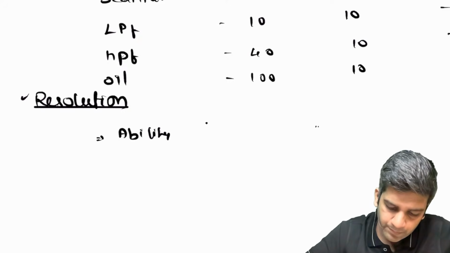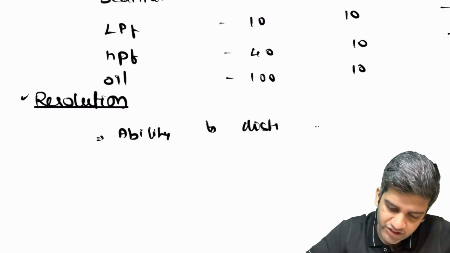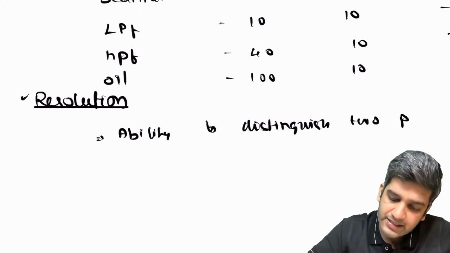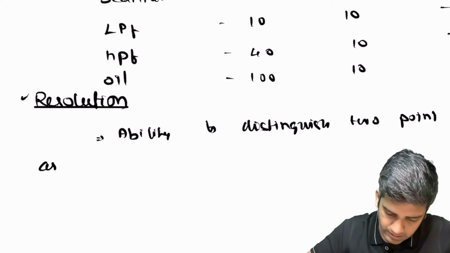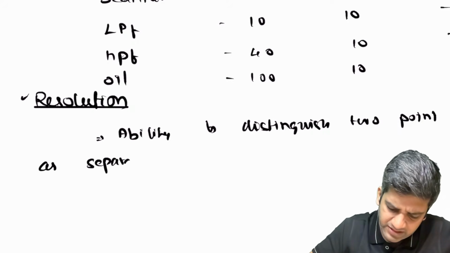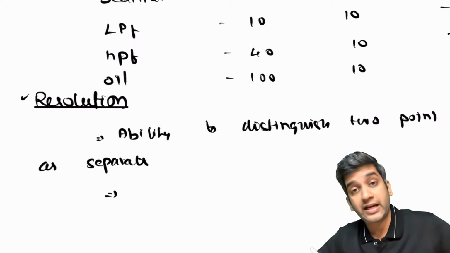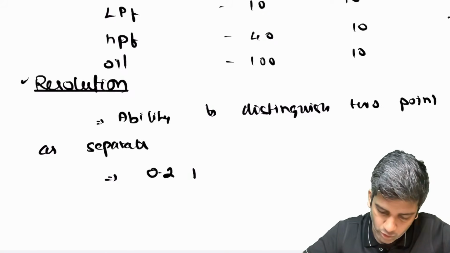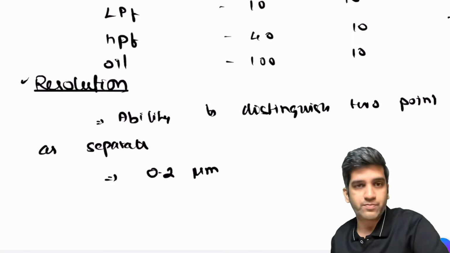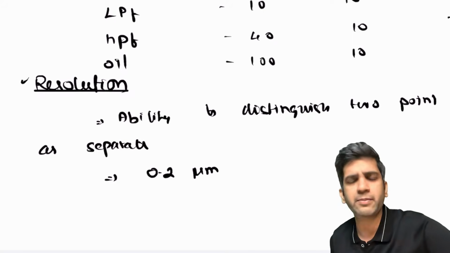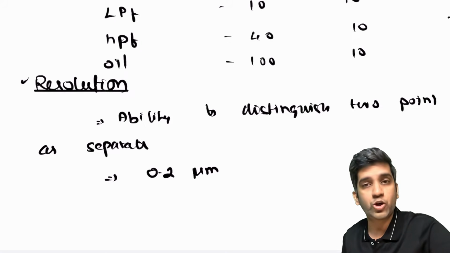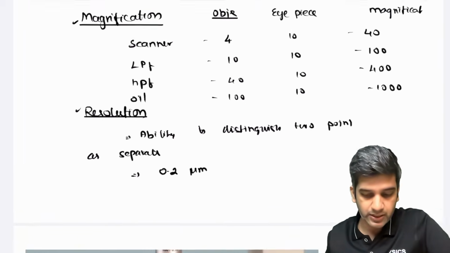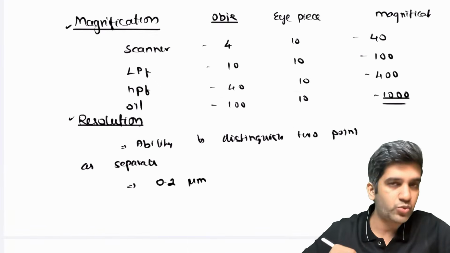And the ability to distinguish 2 points as separate points. They are very close, but still they are separate points, right? And the resolution power of a light microscope is 0.2 micron. So beyond this, like if it's a nanometer, my light microscope can't do anything. I need an electron microscopy for that. My light microscope cannot distinguish it, right? So that is my resolution, and magnification maximum can be 1000x, fine?